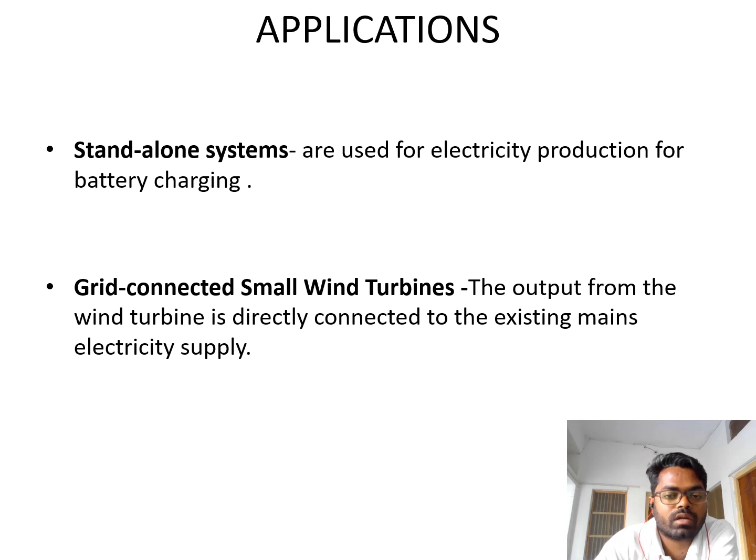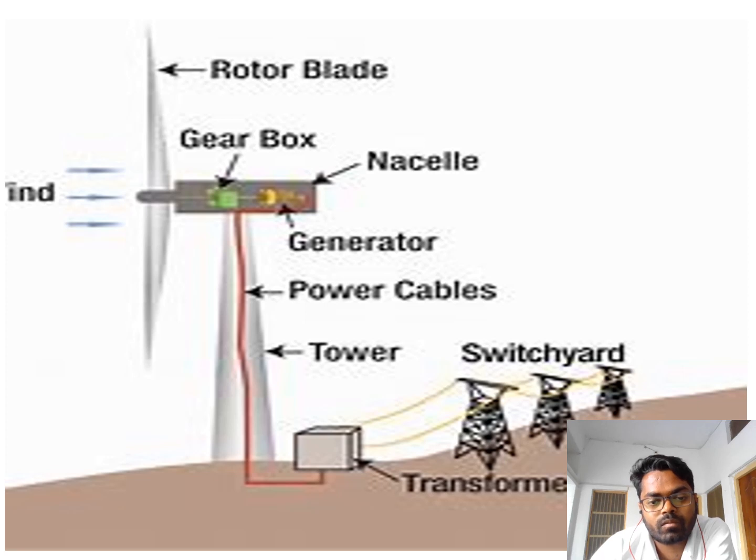And there are very important applications. First is a stand-alone system, which is used for battery charging, and grid connected small wind turbines are used for electricity supply. From this system, you can easily understand how wind energy conversion takes place and then is transmitted to the grid system.